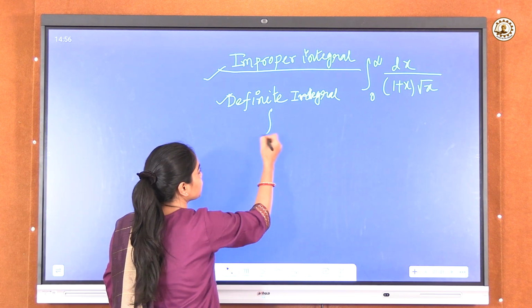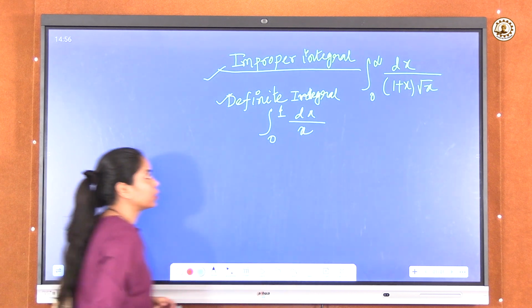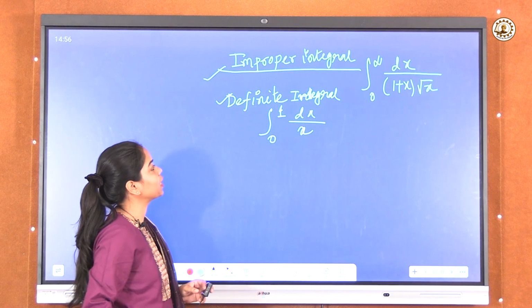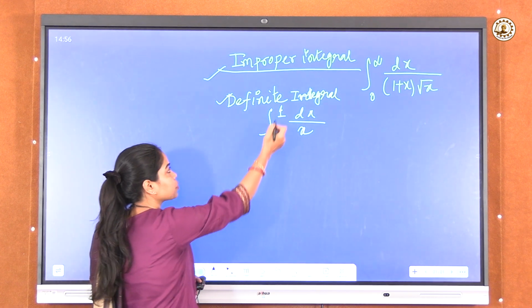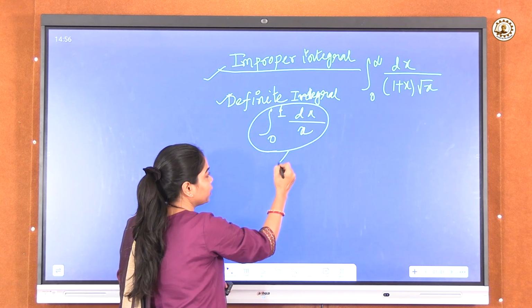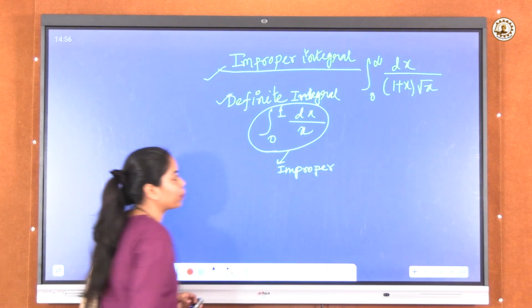Let the integral be 0 to 1 dx by x. This integral is actually a definite integral. It is definite because it has a lower limit as well as an upper limit. But this integral is actually an improper integral.